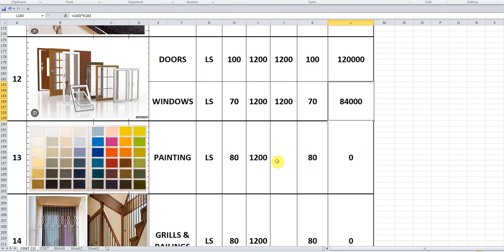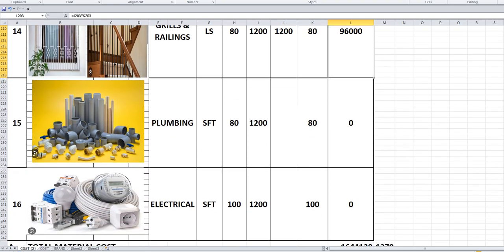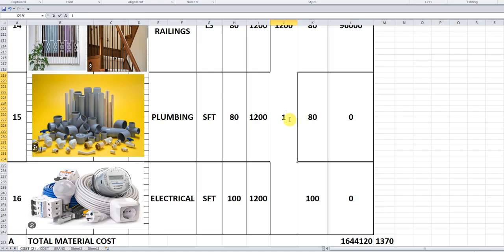So painting also I am considering on the plinth area rates, 1,200 and 80 rupees, 96,000. Grills and railings also I have converted into the plinth area rate. Plumbing cost is converted into the plinth area rate. Same thing with electrical also, it is converted into plinth area rates. So this is for the quick estimation purpose.